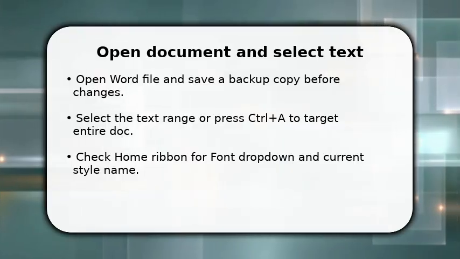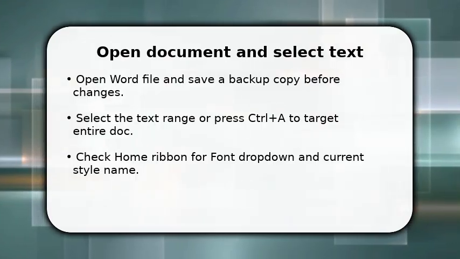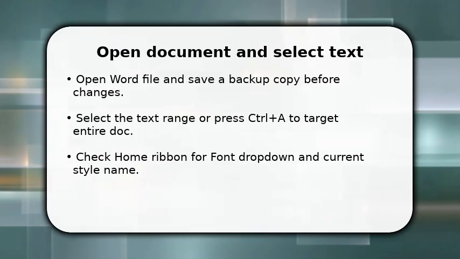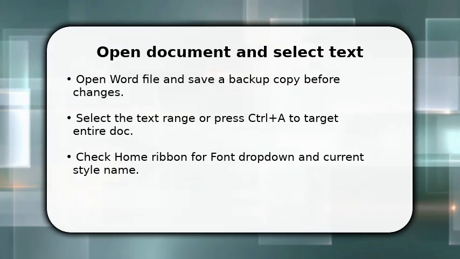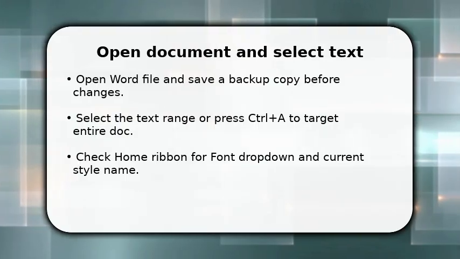You already saved a backup. Now focus on the text you want to change. Select the range or press Ctrl plus A to affect the whole document. Once selected, look at the Home ribbon to confirm the current font and style. This tells you whether direct formatting or a style controls appearance.